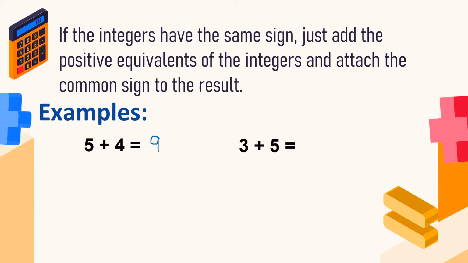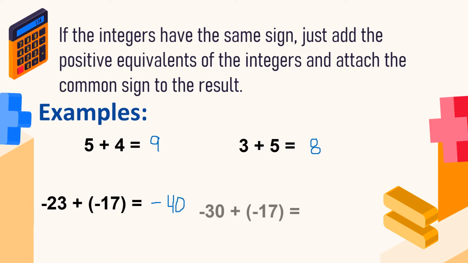Next, we have 3 plus 5. Same, we have 8. Next one, we have negative 23 plus negative 17. They are both negative, that's why the result will be negative. And 23 plus 17 is equal to 40.